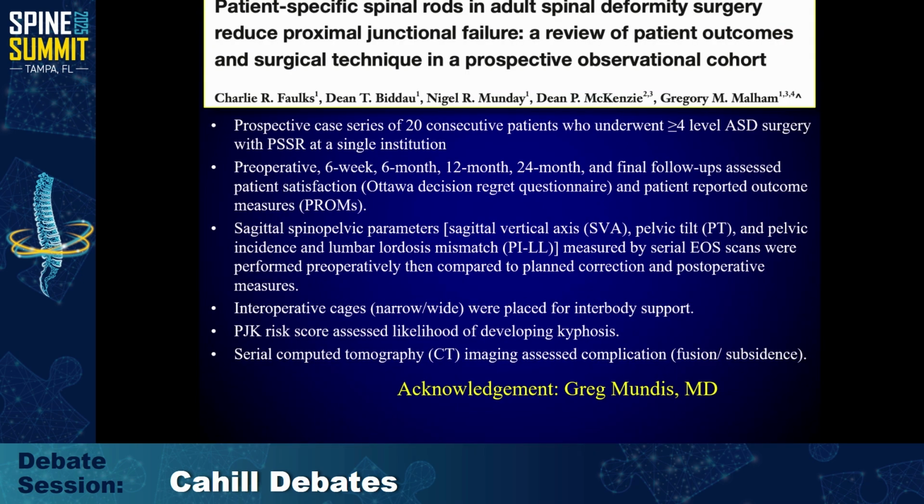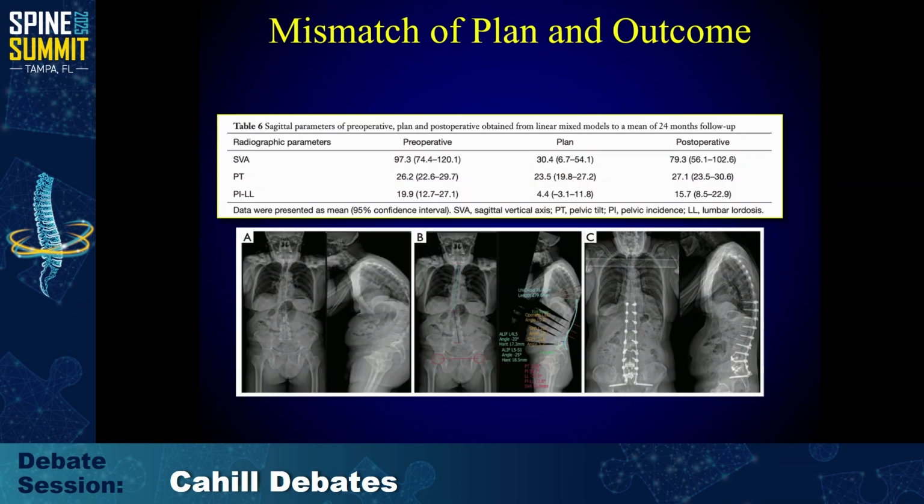This is a slide that Greg Mundus actually gave me, looking at another study, 20 patients who underwent at least a 4-level fusion with a patient-specific rod, single institution study. And what they showed here is that there's actually no correlation at all between the preoperative plan and what was seen at 2-year follow-up. So for example, the plan for SVA was to be within 30 millimeters. They ended up basically having postoperative parameters that are very similar to the preoperative parameters. So a real mismatch between plan and outcome.